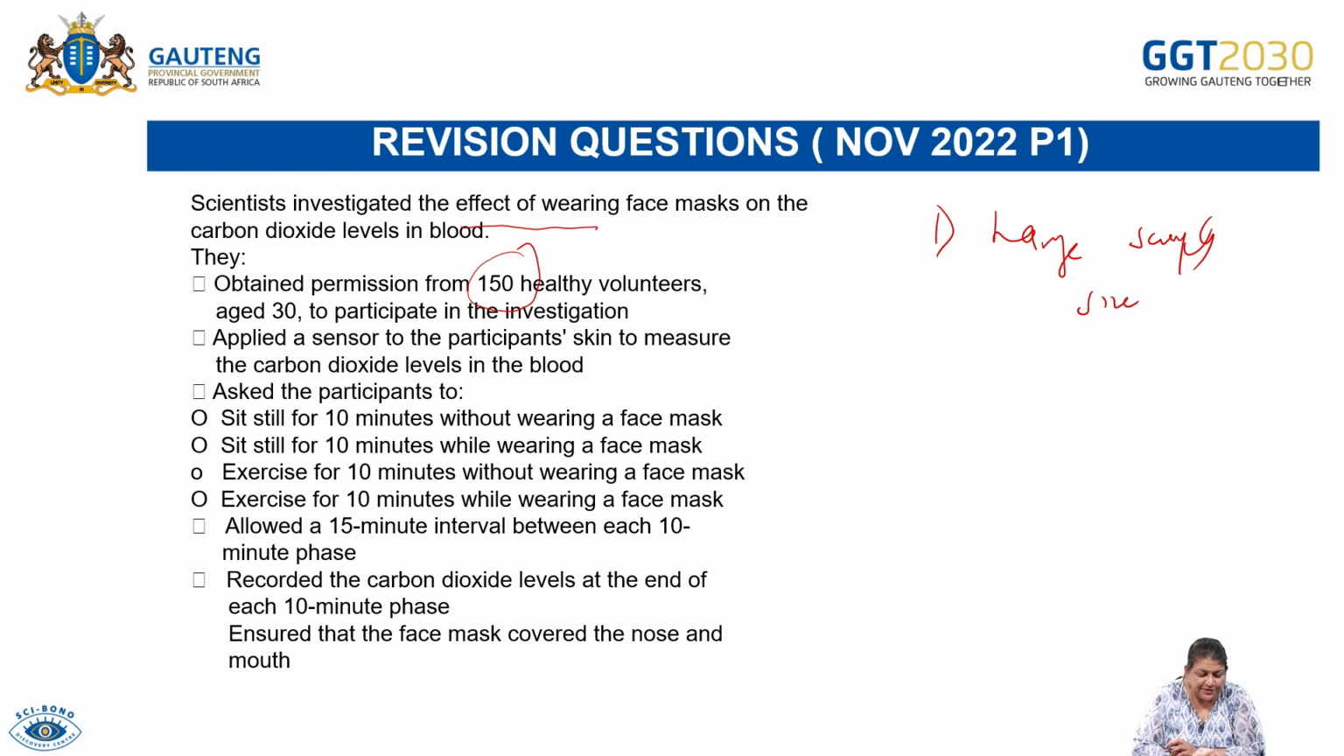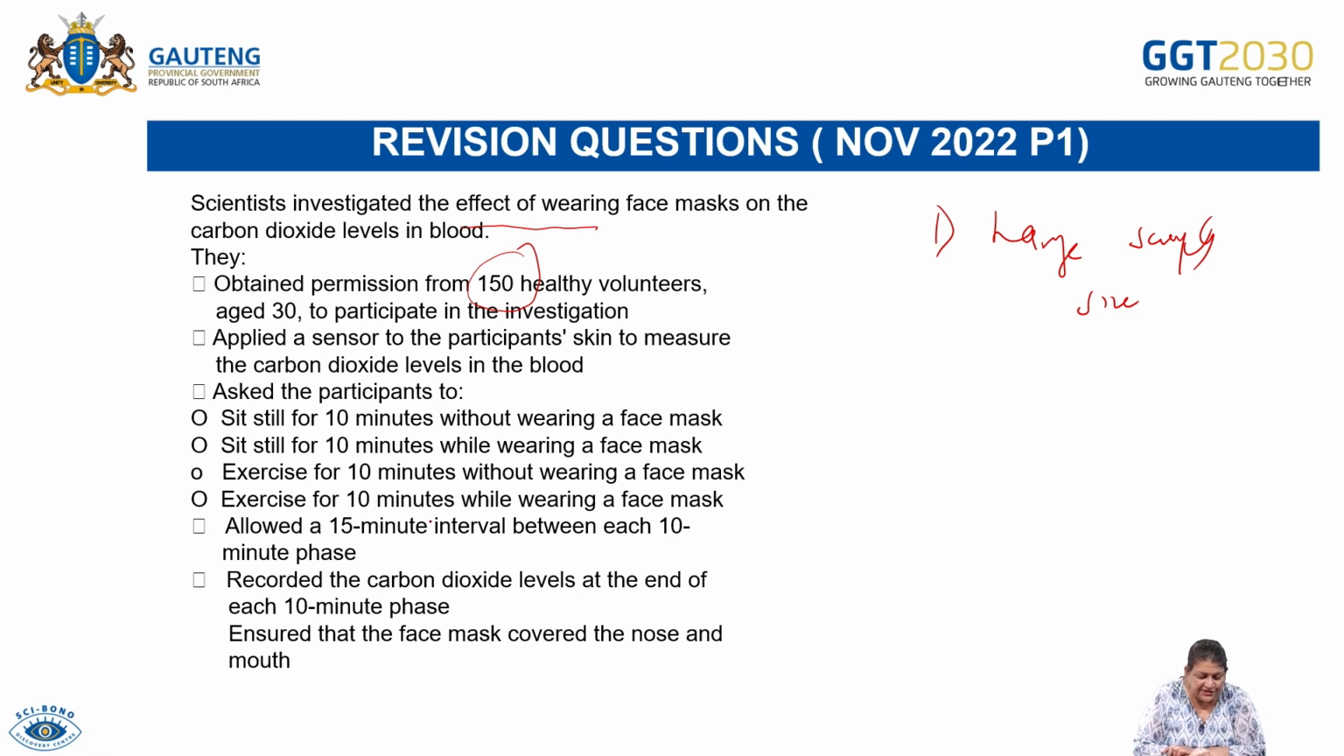Then they asked the participants to sit still for 10 minutes without wearing a face mask. They wanted to know, if they sit still and they are calm, then obviously the rate of respiration will also decrease. So they wanted to start off with no other influences. They wanted it to be calm, and then they wanted to start the investigation. So they sat still without wearing a face mask. Then they sat still for 10 minutes while wearing a face mask. So first, they did not wear a face mask. And the second time, they wore a face mask, and then they measured the carbon dioxide level.